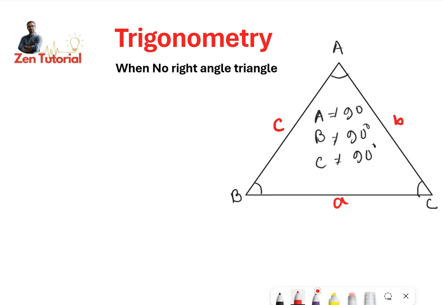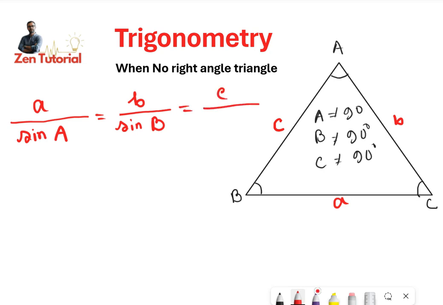Indeed, we could write down a theorem, a ratio theorem, that is a over sine A is equal to side b over sine B, and c over sine C. Now, if you'd like to determine the side a, what could we write down?